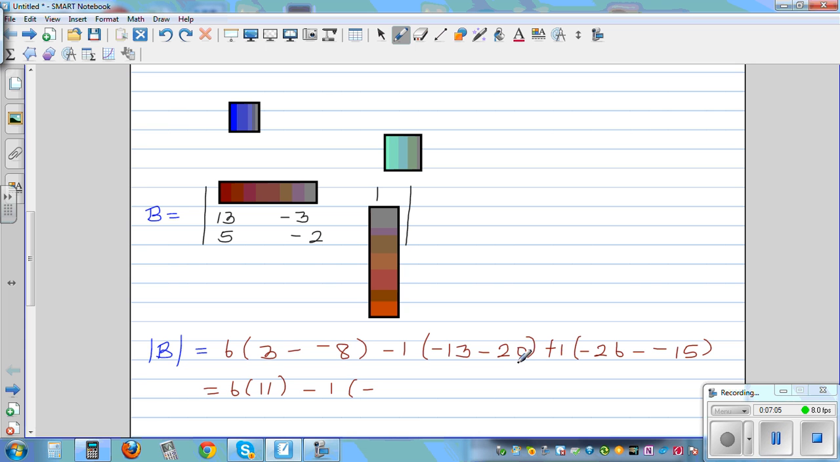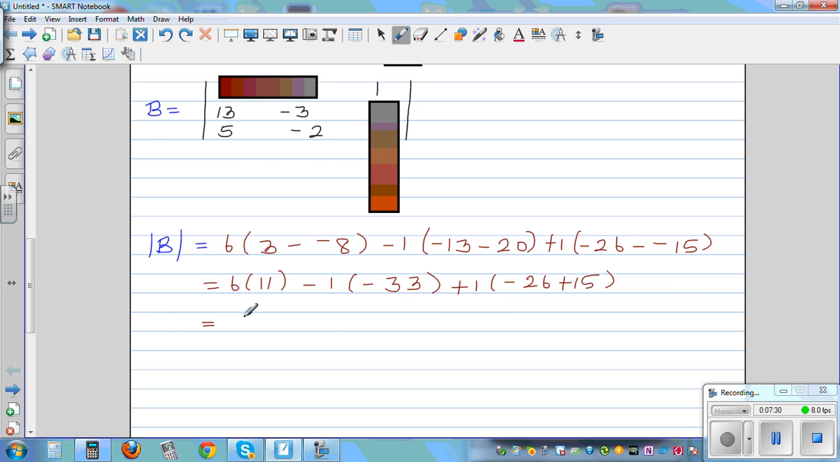Am I right? Minus 13 minus 33. Minus 33. Am I right? Yep. And plus 1 times, this is how much? Minus 26 plus 15. So let us finish it off. So this is 6 times 11, which is 66, plus, this is how much? 33. And this is going to be minus 11.